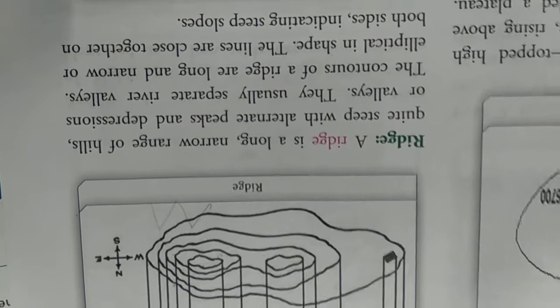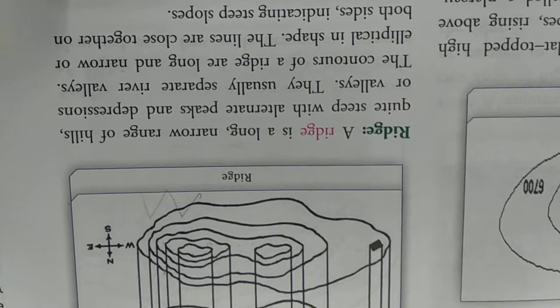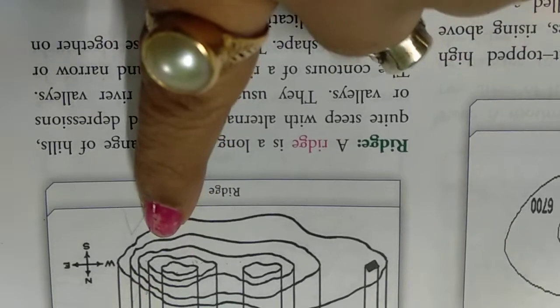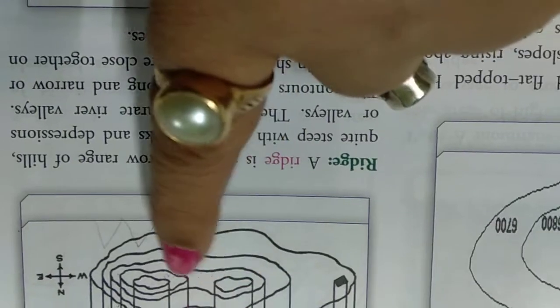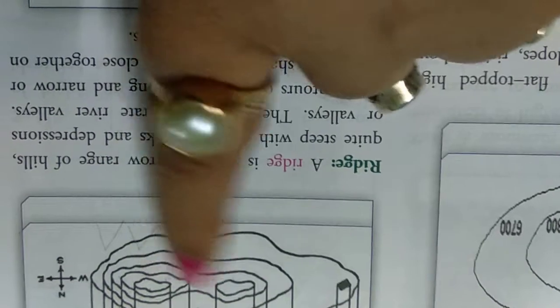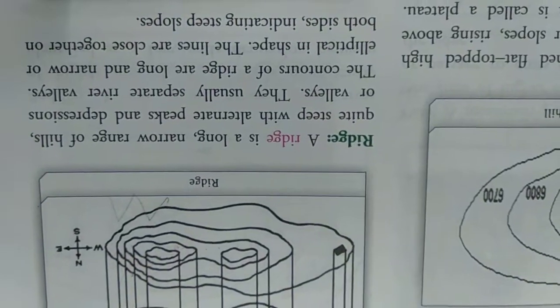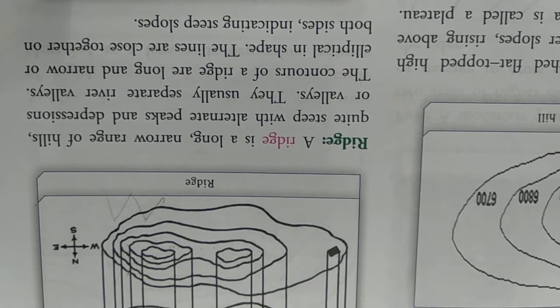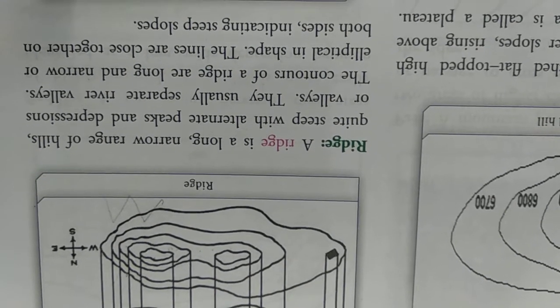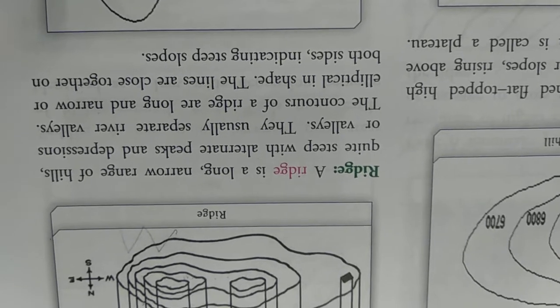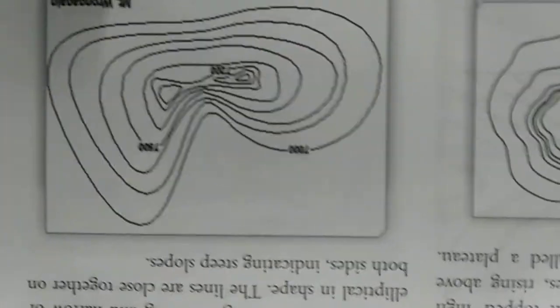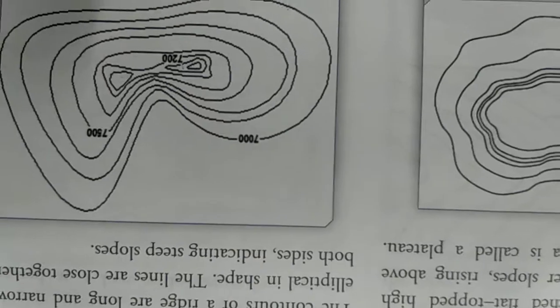Then this one is a ridge. A ridge is a long narrow range of hills, steep, where here it is closer, that means it is steep, with alternating peaks. See, here is one peak, here is one round. That means in between there is a gap and these two are peaks. They usually separate river valleys. The contours of a ridge are long and narrow or elliptical in shape. The lines are close together on both sides, indicating steep slopes. Here also see, these are of two. This is of a mountain.